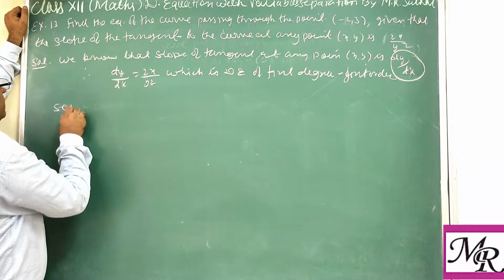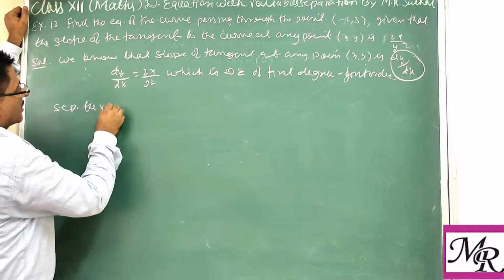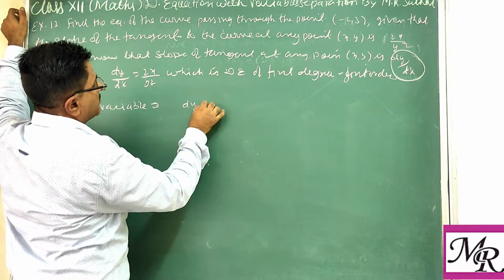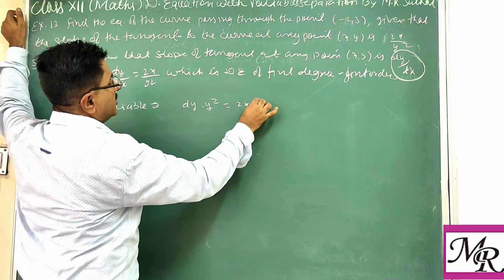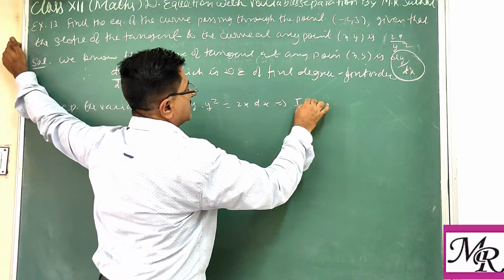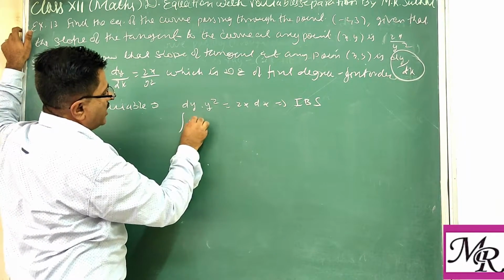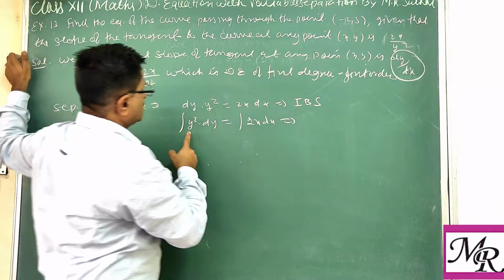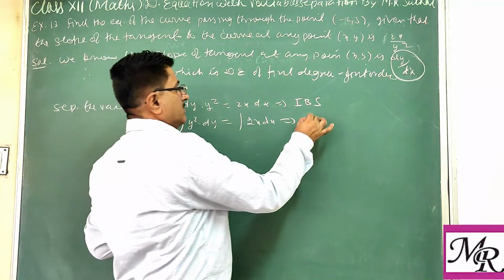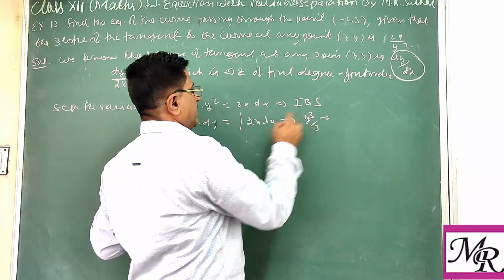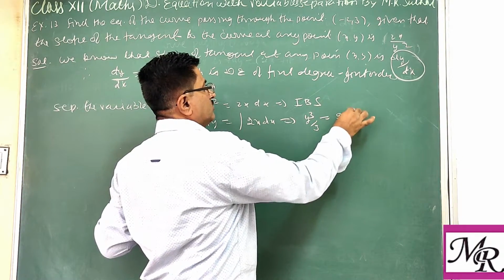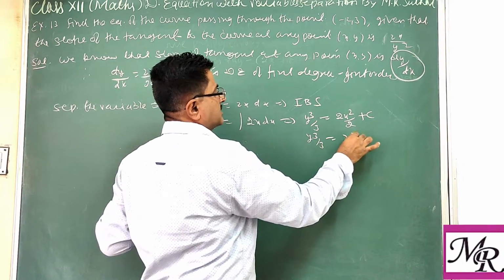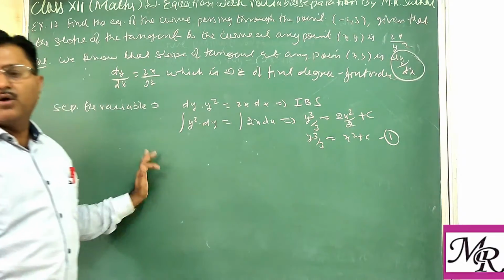Separating the variables, we are using the method of separating variables. So cross multiplying, y² dy = 2x dx. Now integrating on both sides, integral of y² dy equals integral of 2x dx. Integration of y² is y³/3, and integration of 2x is 2x²/2 plus c. Simplifying this, y³/3 = x² + c. This is equation number 1.